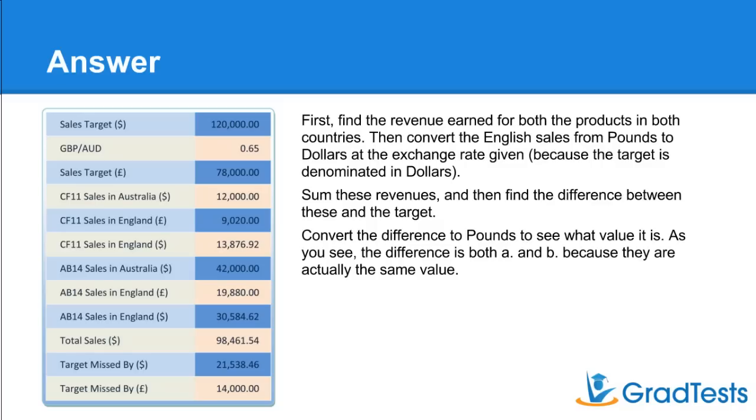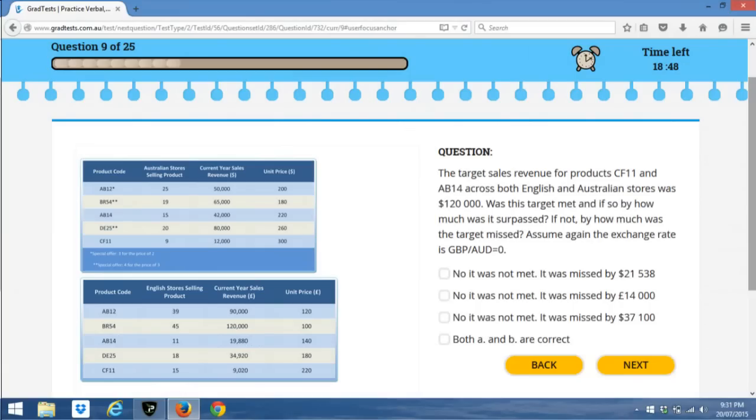So remember, we're trying to compare this to the sales target of $120,000. So we've clearly fallen short of that. We've missed out by about 21,000 Australian dollars. So make sure you don't fall at the final hurdle here, because go back to the answer options. You'll see A is 21,538. That's exactly what we calculated.